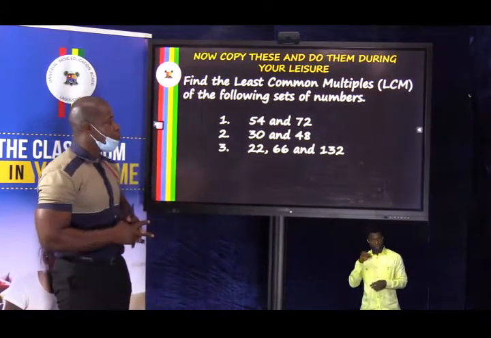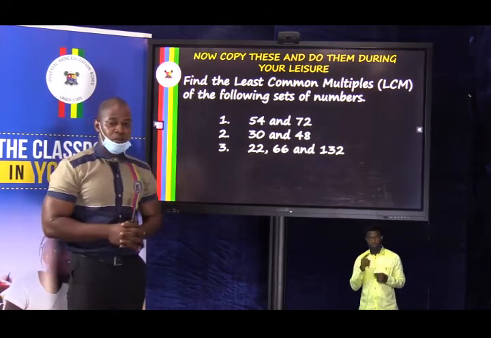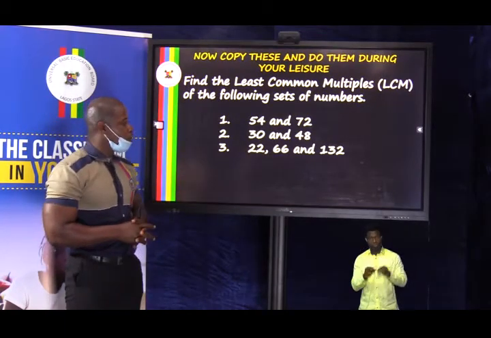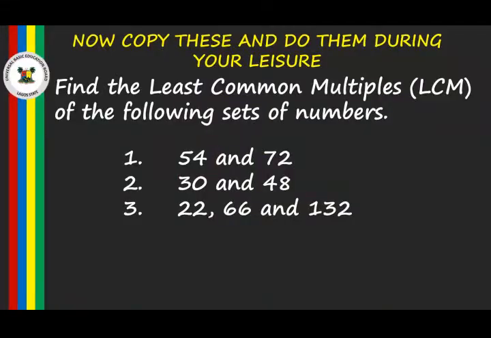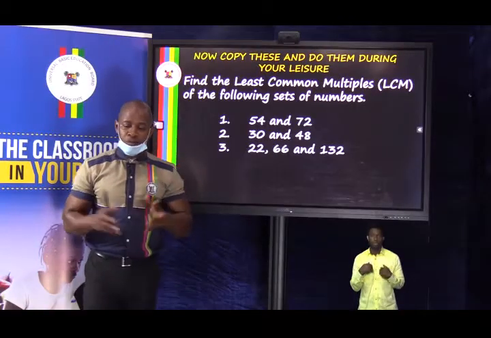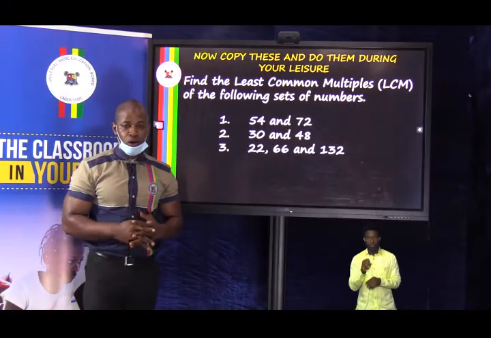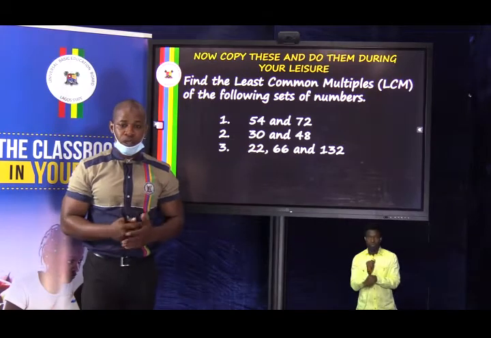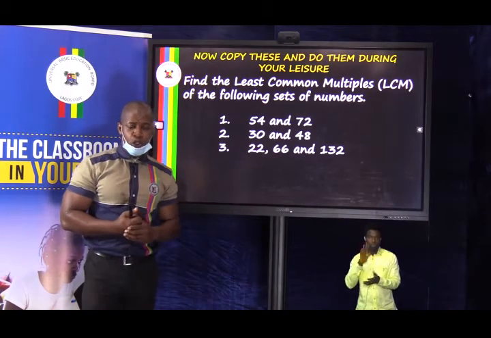You have to find the least common multiples of these numbers. You have to find the least common multiple of 54 and 72. You have to find the least common multiple of 30 and 48. You have to find the least common multiple of 22, 66 and 132. You can have your table of prime numbers beside you as you work. With time, when you continue to work with it, you will become used to it.